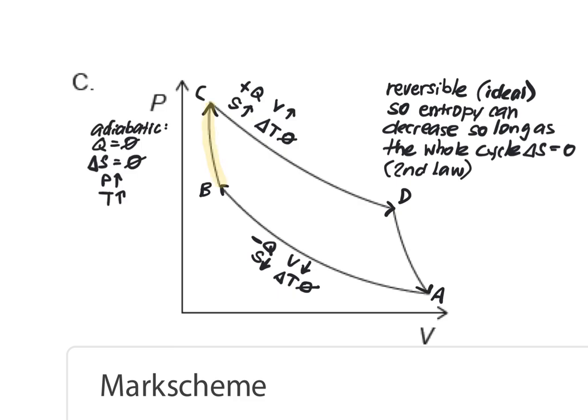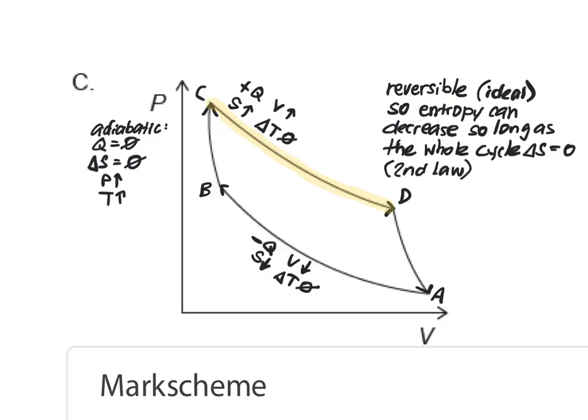B to C is an adiabatic process, meaning that there's no heat exchange. The Q, which is a flow of thermal energy, has no flow, so there's no heat exchange. That's what adiabatic means. The entropy also stays constant. There's no change in entropy, but we can see on the graph that the pressure increases, and as a result, the temperature also increases.